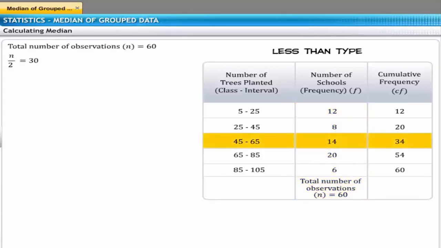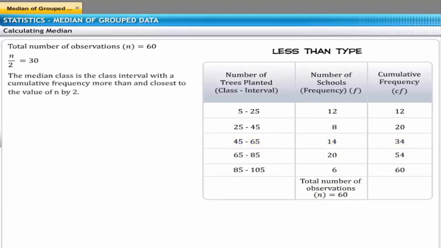The next step is to locate the median class. The median class is the class interval with the cumulative frequency more than and closest to the value of n by 2.